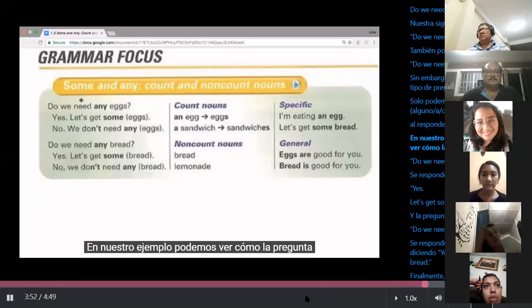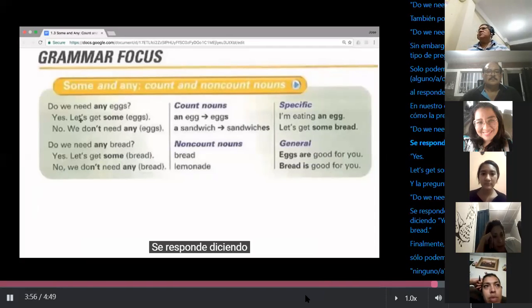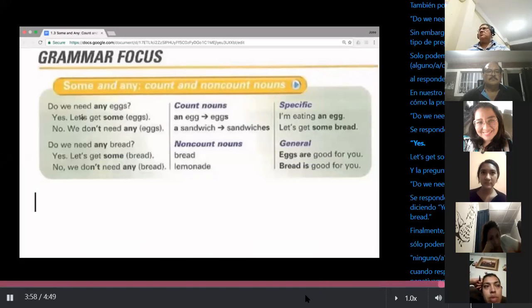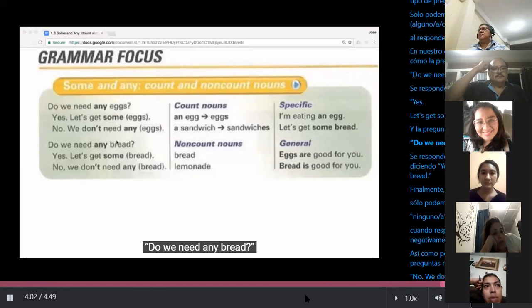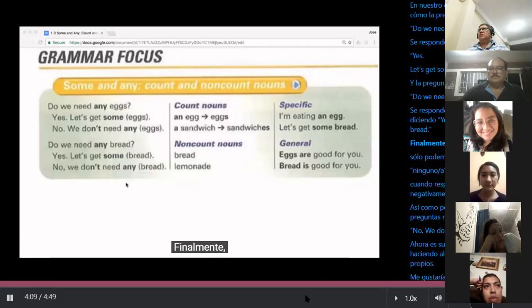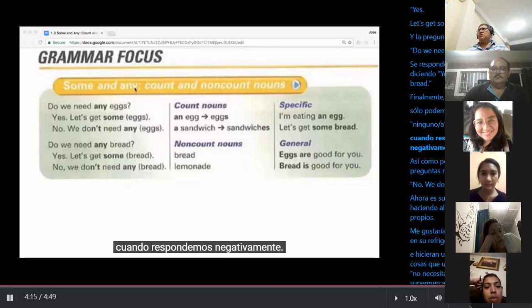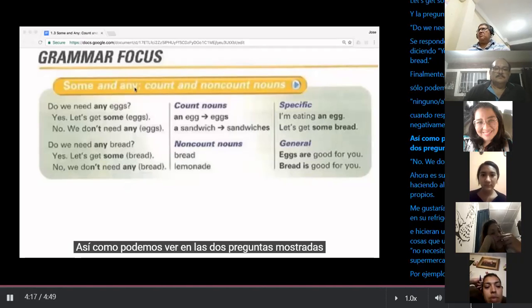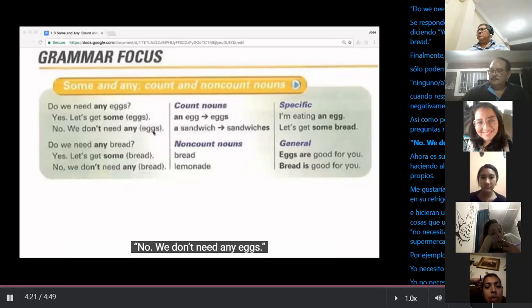In our example, we can see how the question, do we need any eggs, is answered by saying, yes, let's get some eggs. And the question, do we need any bread, is answered positively by saying, yes, let's get some bread. Finally, we can only use any when responding negatively. So as we can see on both of the questions displayed, no, we don't need any eggs.